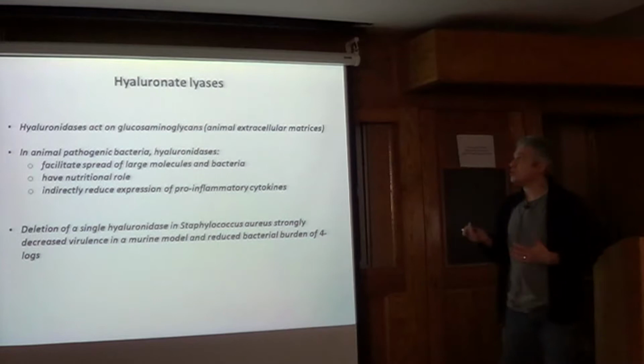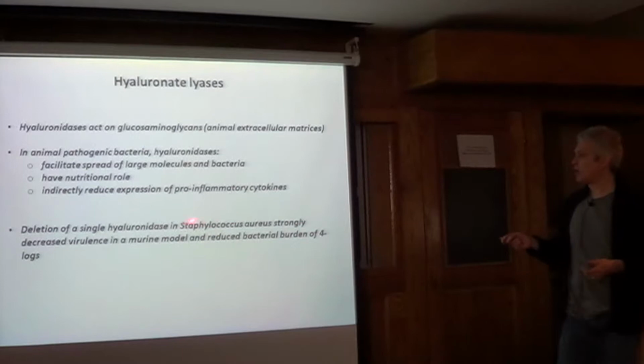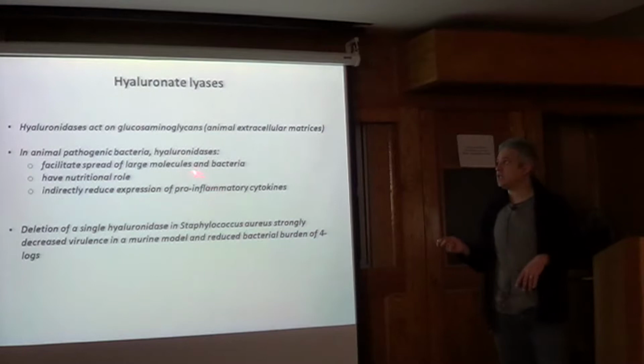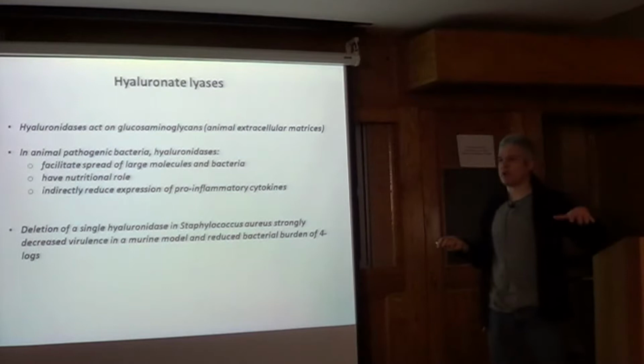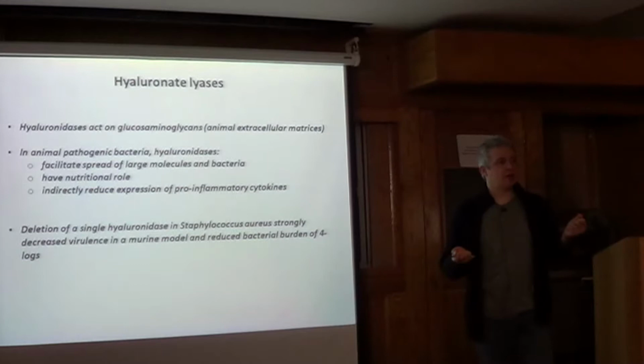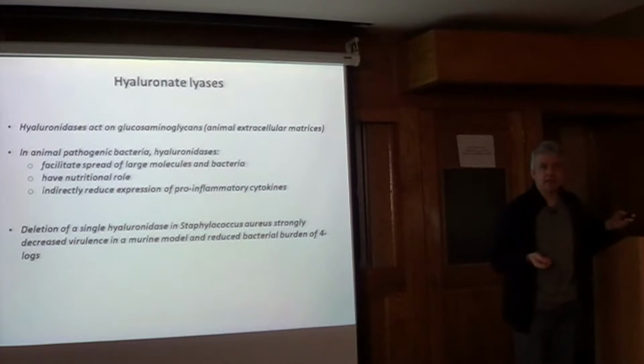Why is it really interesting? Because these are pathogenesis factors in bacterial, animal bacterial pathogens. In particular, it's Staphylococcus, and there was another one. Deletion of a single PL8 just knocks it down. It's much less virulent. And it's been shown that these enzymes basically facilitate penetration and spread of these bacteria, and also provide monomers from hyaluronate that facilitate growth. Without that enzyme, it looks like they don't do very well in connective tissues.